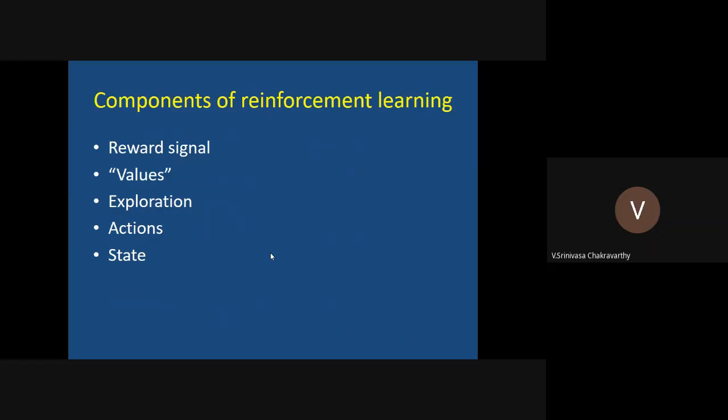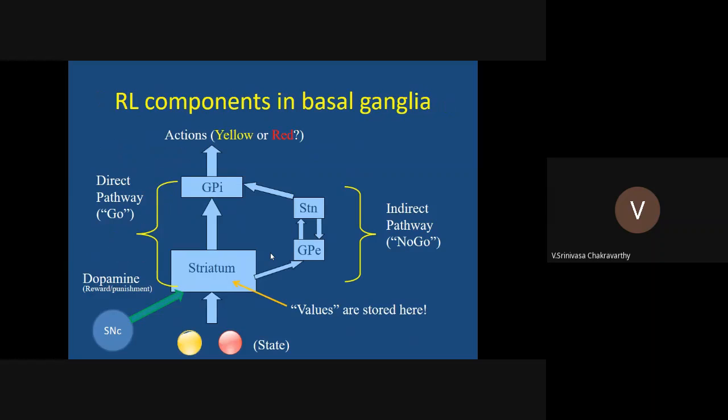Then you need to have some kind of a state. So in the previous example, I didn't really talk about state, but state is the input that you get from the sensory cortex, your sensory state. Now these are the elements of a reinforcement learning system. But how does the basal ganglia do all this? What are the counterparts? What are the substrates of all these reinforcement learning components or concepts in the basal ganglia anatomy?